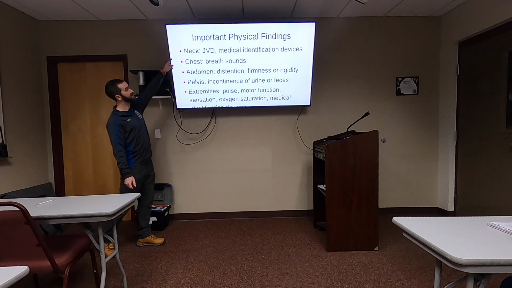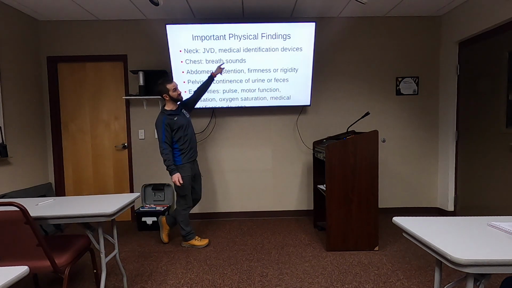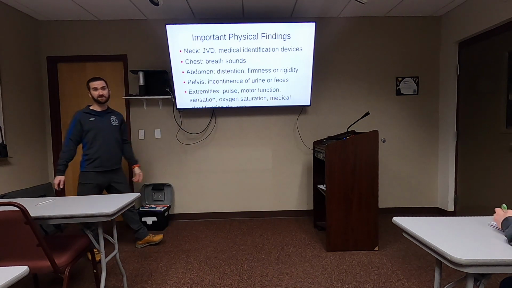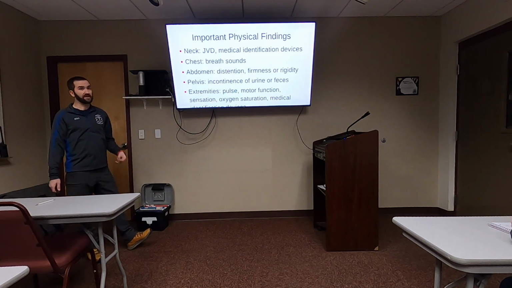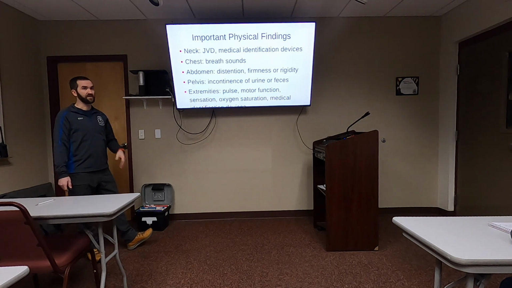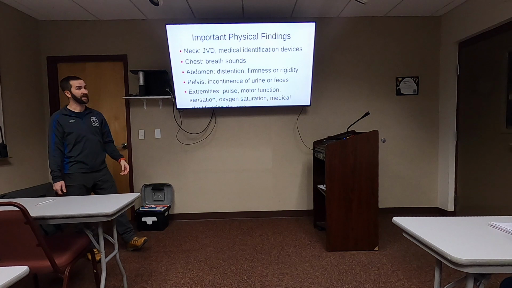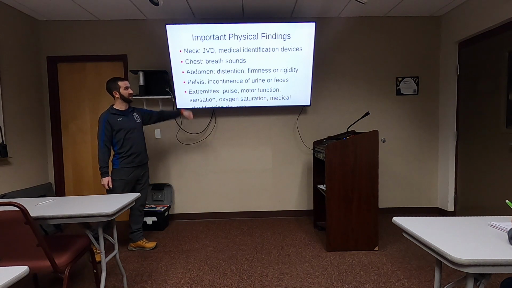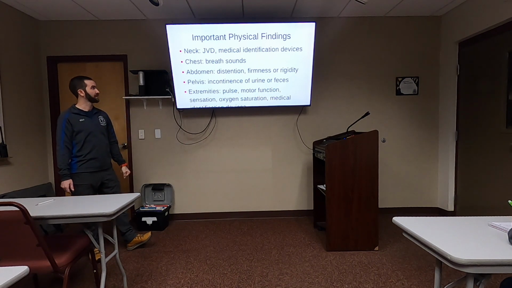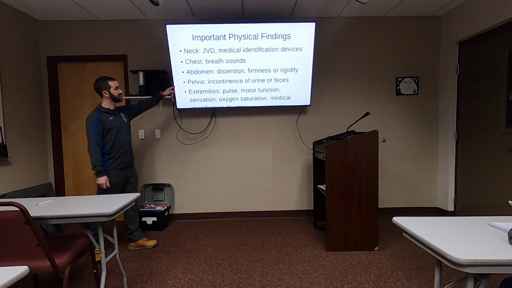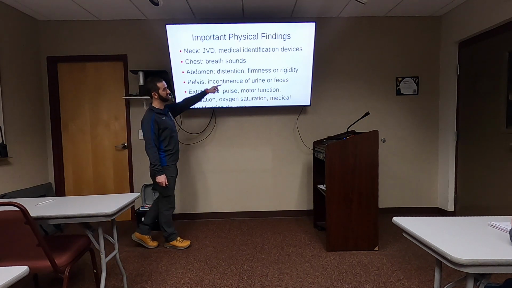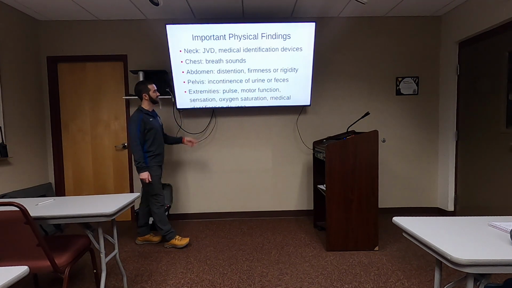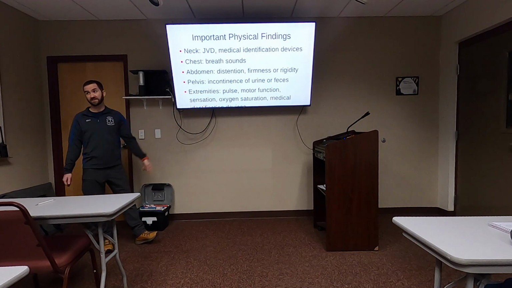Looking for JVD, look especially for medical identification devices, so any kind of jewelry that indicates their cardiac history, breathing problems, allergies to certain things, whether they're diabetic or not. All these things can be found on some medical jewelry. Look and see if they've been incontinent. Look for any indications that they've had a seizure.